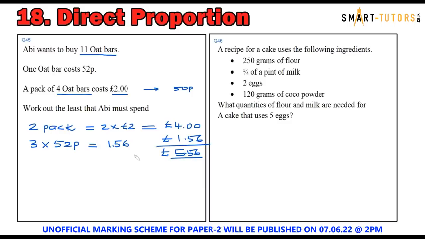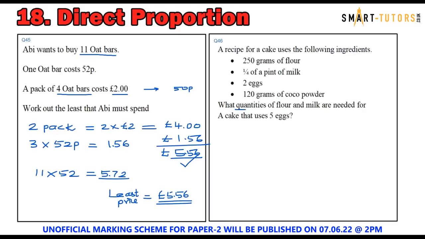The price for the total 11. So if you times all the 11 by 52, if you're buying at a single price, that is going to be £5.72. That is expensive, so that is not the correct answer. So this is the correct answer. So the least price is £5.56. Next question, a recipe for a cake uses the following ingredients: 250 grams of flour, everything's given.